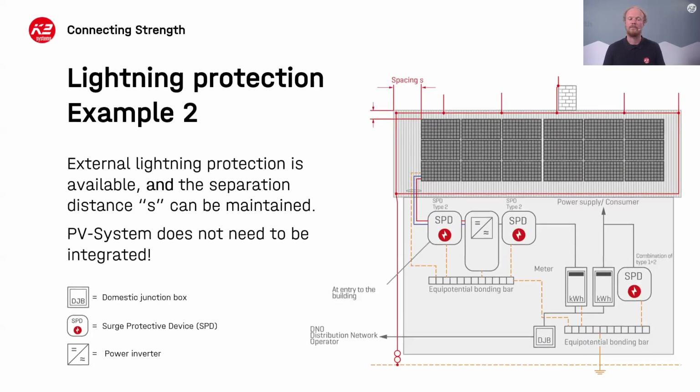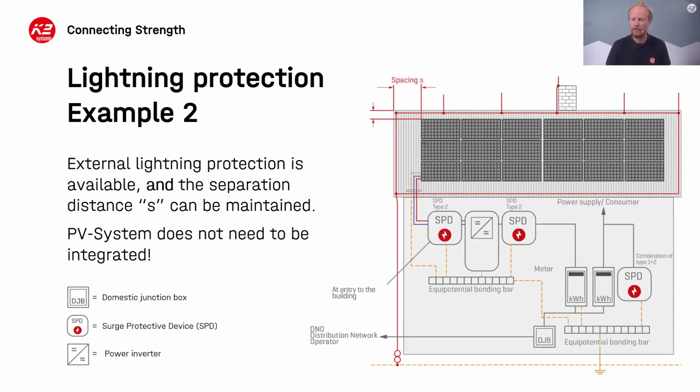The second example is there is lightning protection on the roof. However, you can maintain this separation distance from the PV system to the lightning protection system. And in this case, it does not need to be integrated, so there is no risk or very little risk of any arcing occurring.